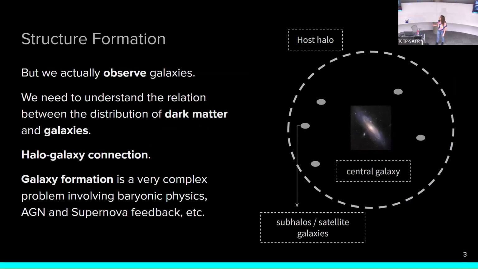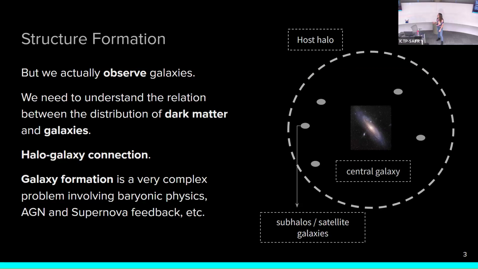Here I have a cartoon illustrating a halo. What I'm talking about here is a dark matter halo, which typically has a central galaxy, a very massive galaxy, and also subhalos with satellite galaxies hosted by the subhalos, right?